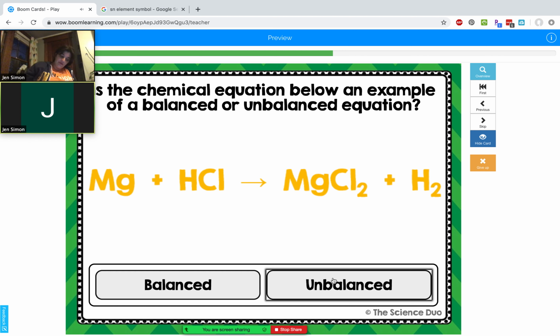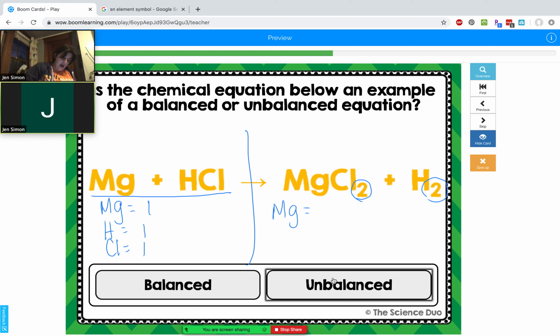Is the chemical equation below an example of balanced or unbalanced? I have Mg, H, and Cl. So I have 1 Mg, I have 1 H, and I have 1 Cl. I don't have any subscripts or coefficients on my reactant side. On my product side, though, I can already see that I'm going to have a little bit of a problem. Let's see, Mg, I have no subscript, so that's just going to say 1. Hydrogen, though, I have a subscript of 2. That means I have 2 hydrogen atoms. And chlorine, I also have a subscript of 2.